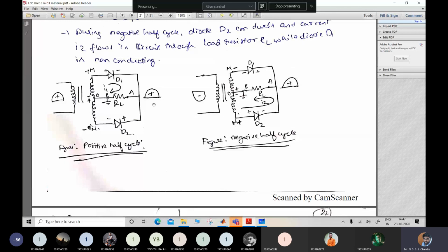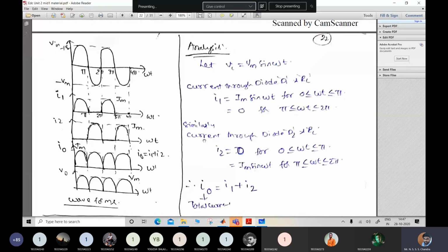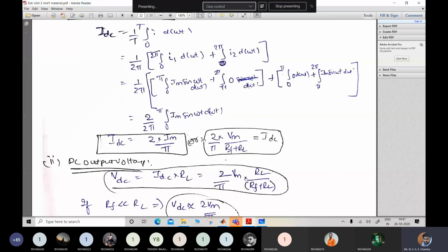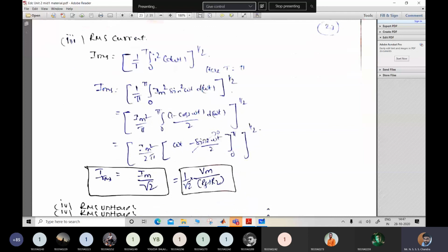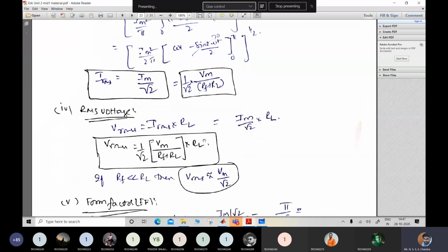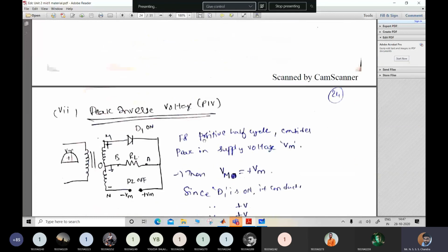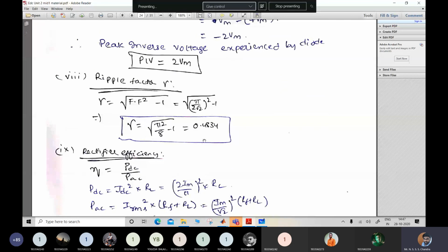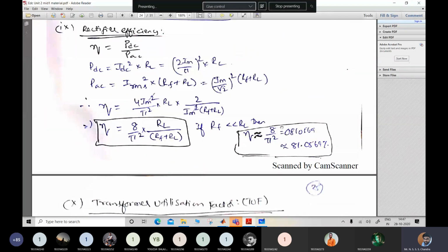So here you have 2 loops. I'm also showing the circuit current directions, and then you have your waveforms like this. So analysis part, let us see. IDC remains the same, 2Im by pi. VDC is 2Vm by pi. IRMS is Im by root 2. VRMS is Vm by root 2. Form factor 1.11. Peak factor root 2. Peak inverse voltage 2Vm. Ripple factor 0.483. Rectifier efficiency, it's again 8 by pi square.